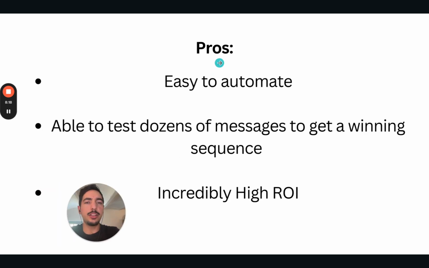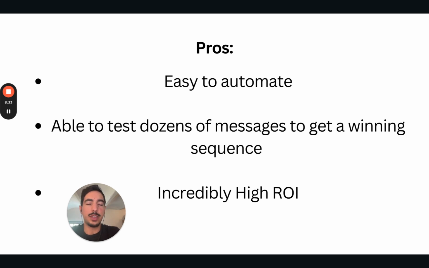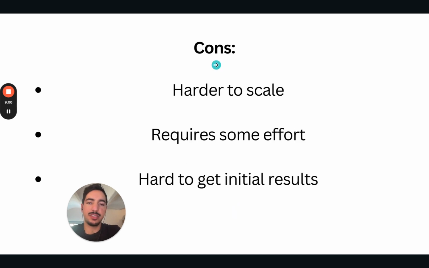Of course, email isn't perfect, but it's super easy to automate. You're able to test out dozens of messages without breaking the bank. And once again, the upside compared to the investment required is infinitely higher. The only true cons of email is that it's harder to scale once you're truly hitting some massive numbers. It does require some effort, specifically while looking for the contacts, but I'm going to show you how to automate and delegate that. And finally, like everything, to get initial results, it's much harder. But once you crack the code, you're good to go for the next month and maybe even the following years.